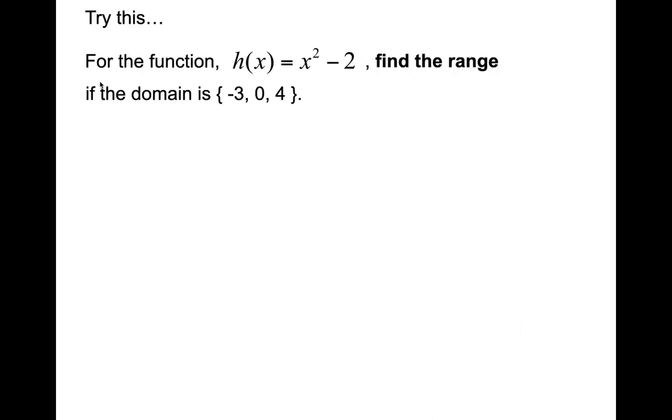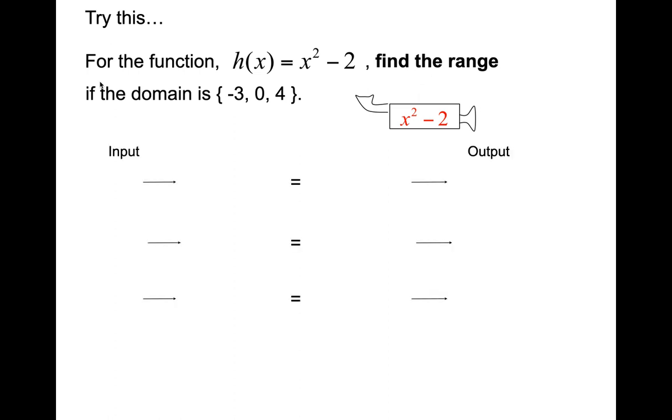Let's try it again. This time we have a function that has x squared, and same setup, we want to find the range if we are given the domain. So our function tells us to square the x, then subtract 2. So we're going to start by inputting the first value of our domain, which is negative 3. So I'm going to replace the x with negative 3. I'm going to square it, which is 9. Take away 2 is 7. So if I input negative 3, I output 7.